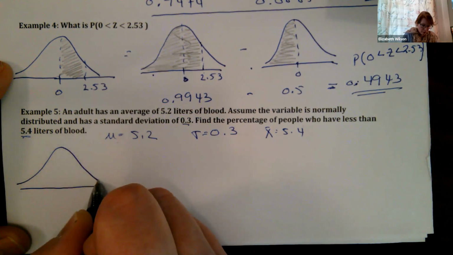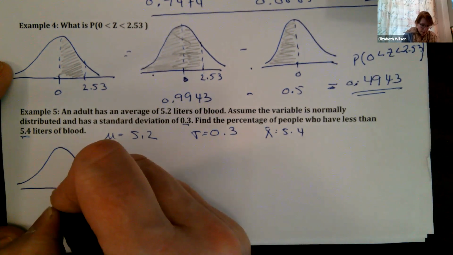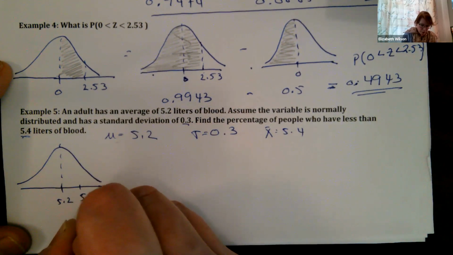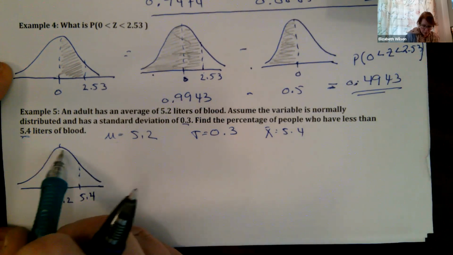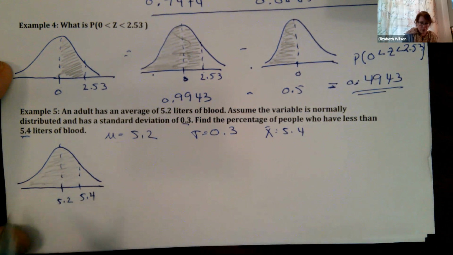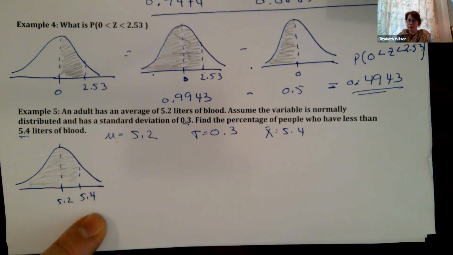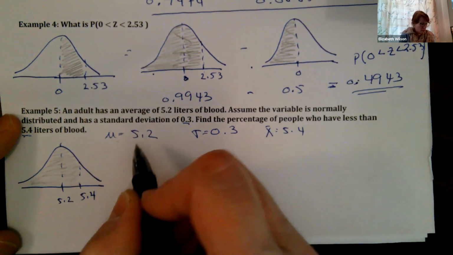But let's just draw out what we're actually trying to do. This is 5.2, that's our mean value, our average value, and we're looking for people who have less than 5.4. So this is what we're trying to do here. But we're going to convert these into z values. In terms of averages and our means, this is what it looks like. So let's do it in a z.